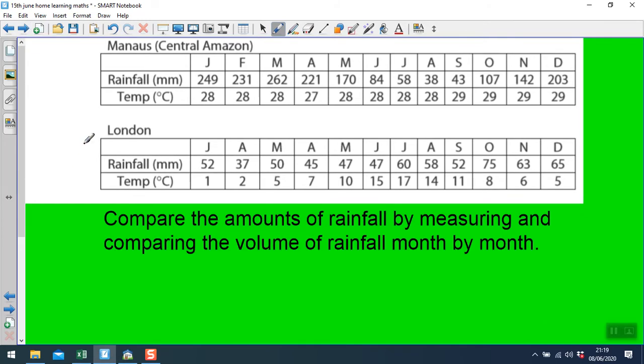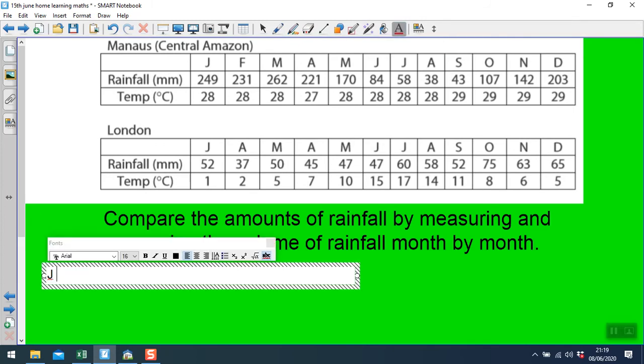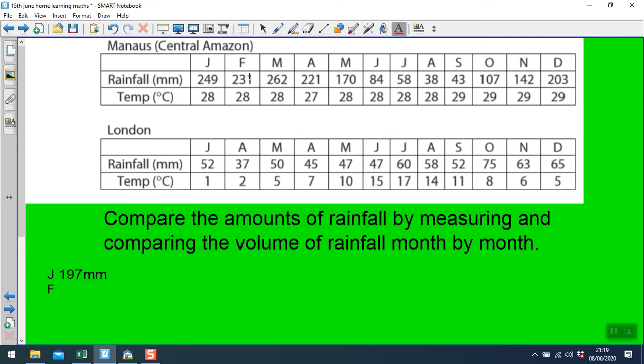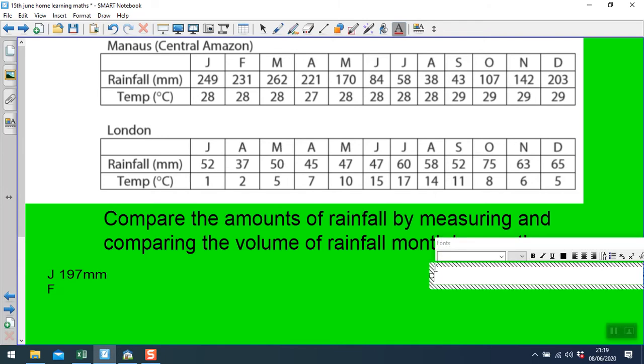Now it says compare the amounts of rainfall by measuring and comparing the volume of rainfall month by month. So we've got to do a takeaway for each month of the year. So we know that in January the difference was 197. So January the difference was 197 millimetres. In February, what was the difference in rainfall? It's 231 take away 37.